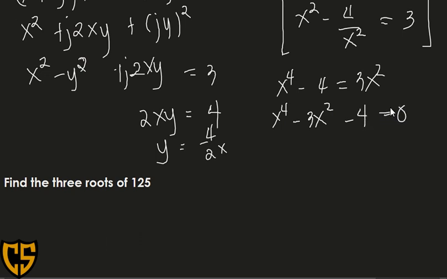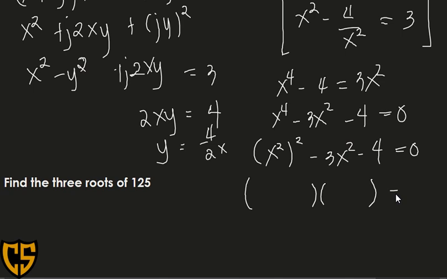So we can factor it. We can reduce it to a quadratic form. So we have x squared, squared, minus 3x squared minus 4 is equal to 0. And then if we factor it, we have x squared minus 4 and x squared plus 1 is equal to 0.